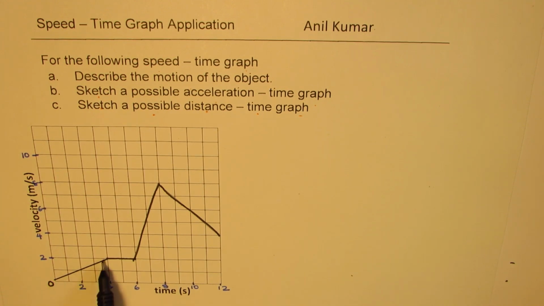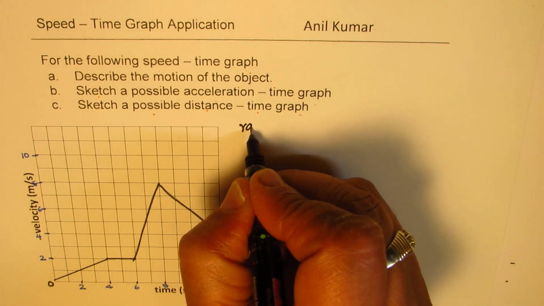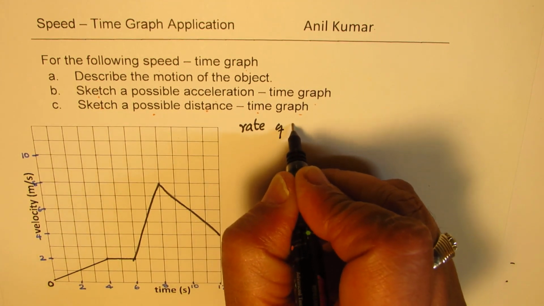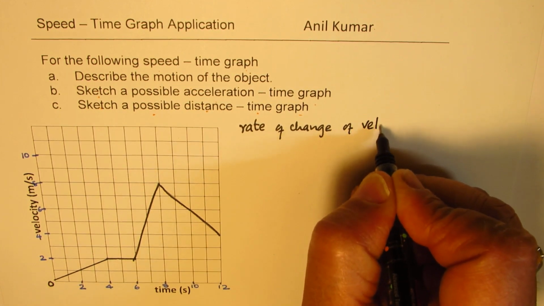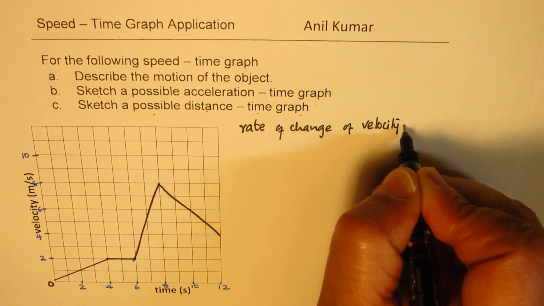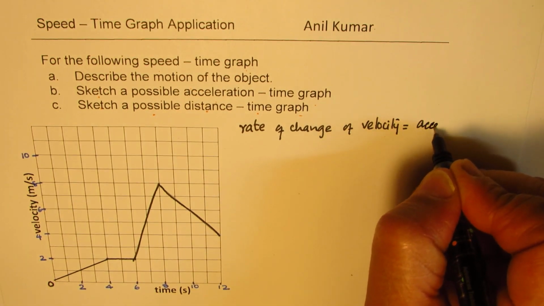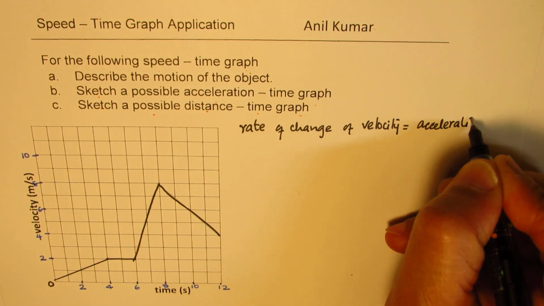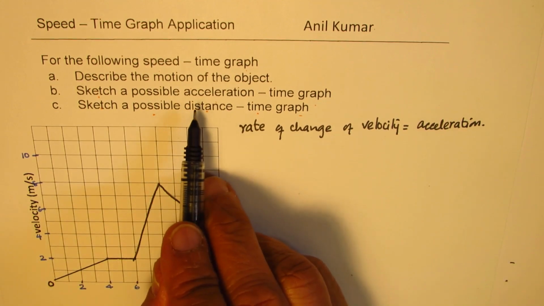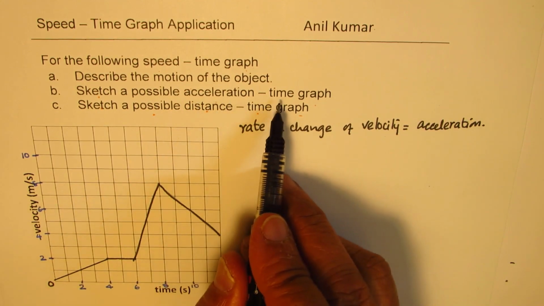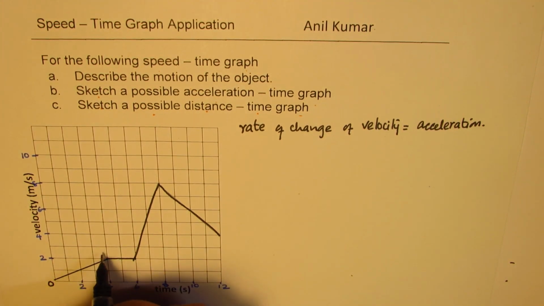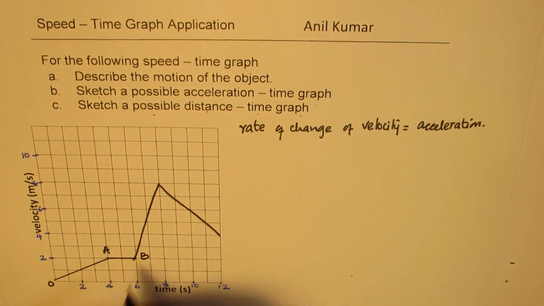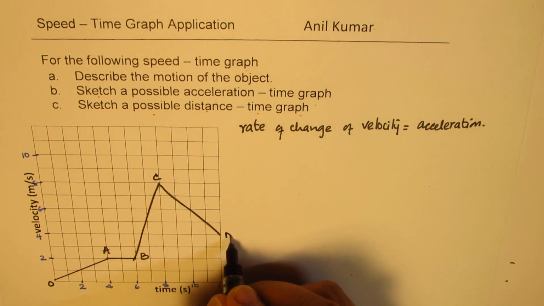So rate of change of velocity is acceleration. Let's be very clear about it. Rate of change of velocity is acceleration, right? We need to draw a possible graph of acceleration and time also. So let's calculate acceleration. Let me say this point is A for us. This is B. Here we have C and then D, right?